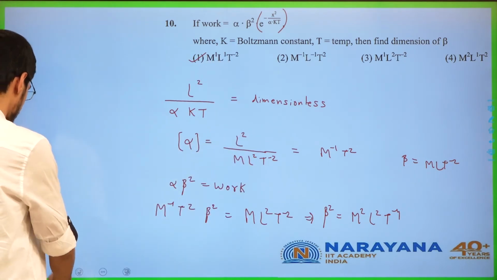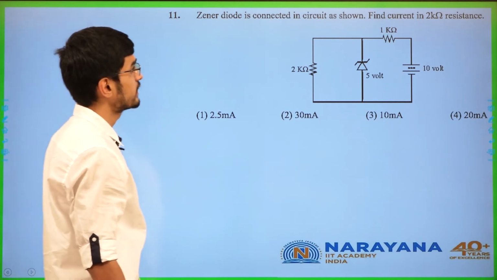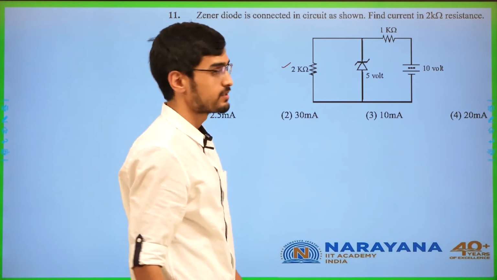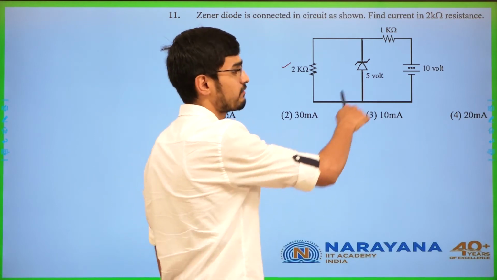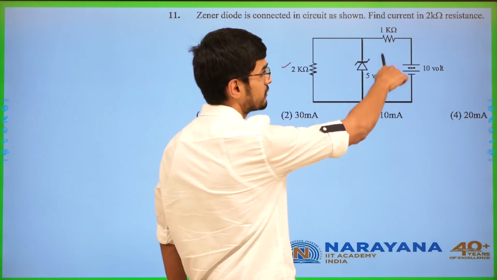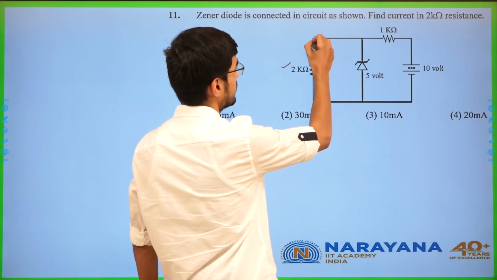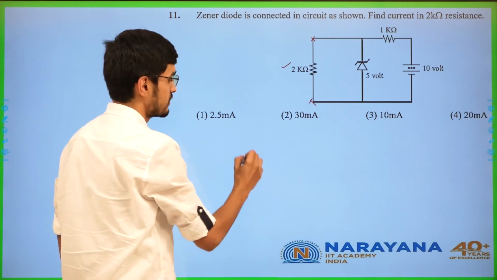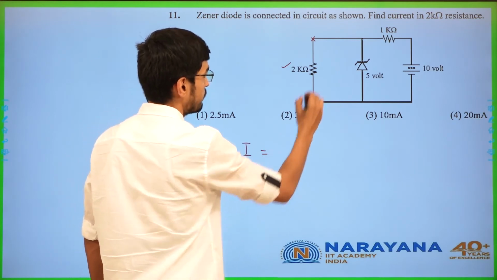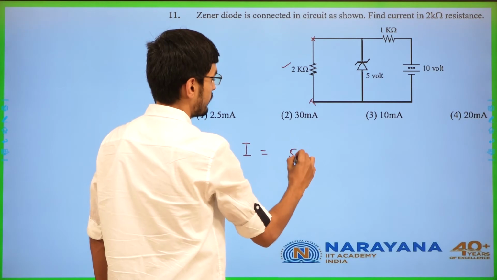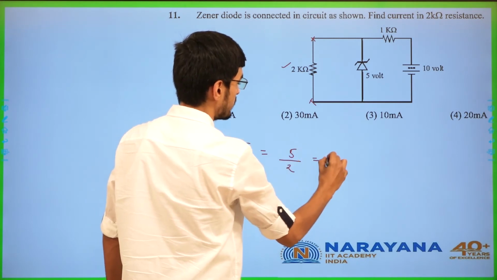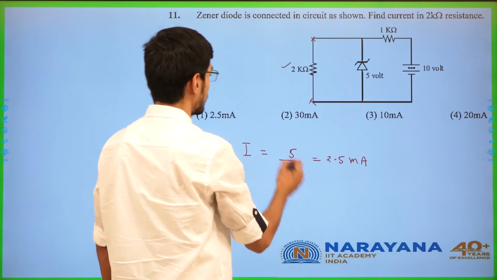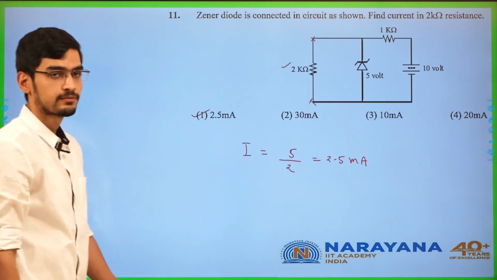Next question. Zener diode is connected in a circuit as shown. Find the current in the 2 kilo ohm resistance. As we can see, the Zener diode is of 5 volt. So whatever is happening here, we need not go into that. Directly I can say that there will be a potential difference of 5 volt across this 2 kilo ohm resistance. Therefore, the current flowing in this will be directly 5 volt divided by 2 kilo ohms, that is 2.5 milliampere. So the first option is directly correct.